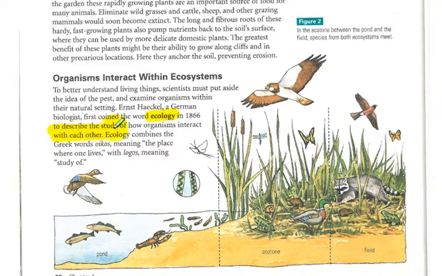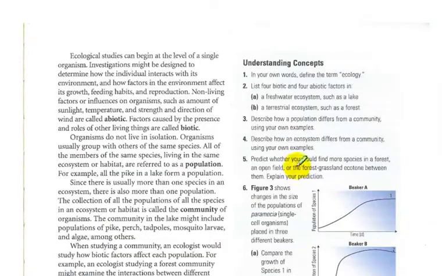Okay, so we look at living organisms and how they interact with each other. That is referred to as ecology. Ecology combines the Greek word oikos, meaning the place where one lives, with logos, meaning the study of. So it is the studying of living things and how they interact with each other.